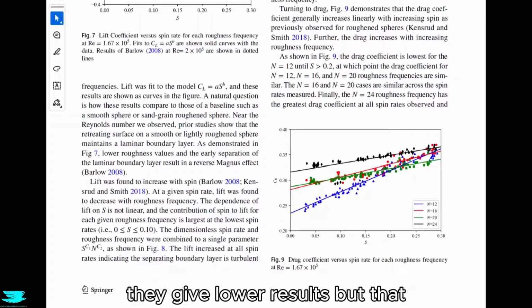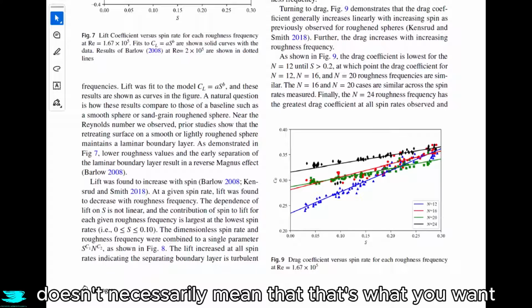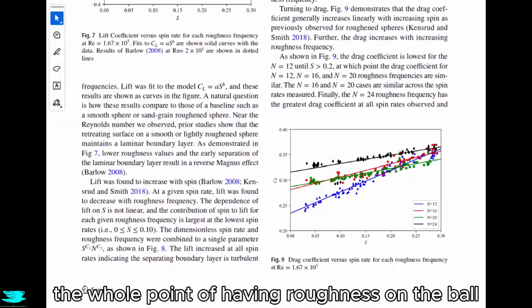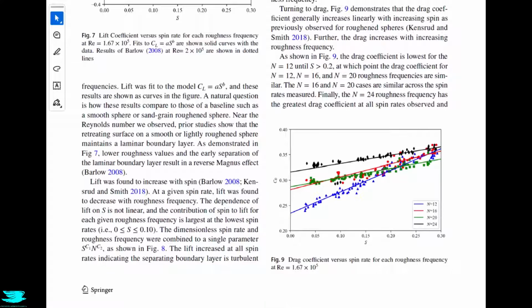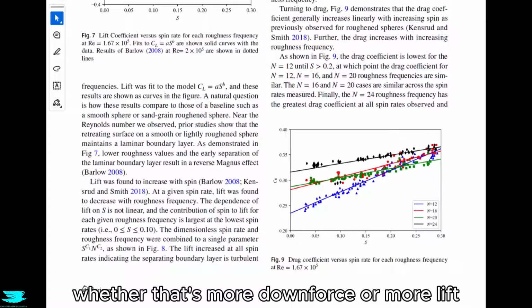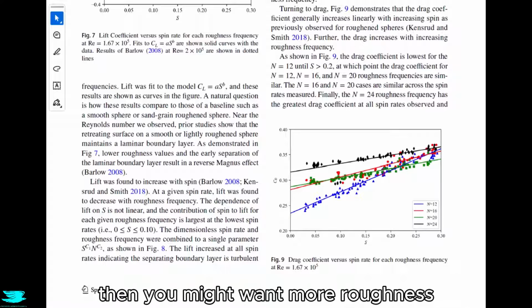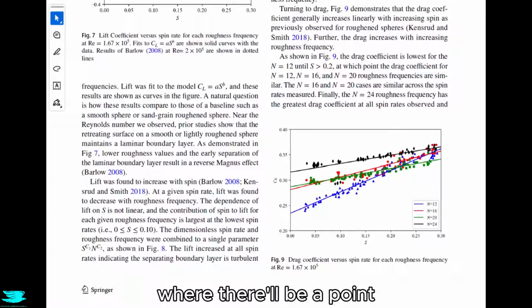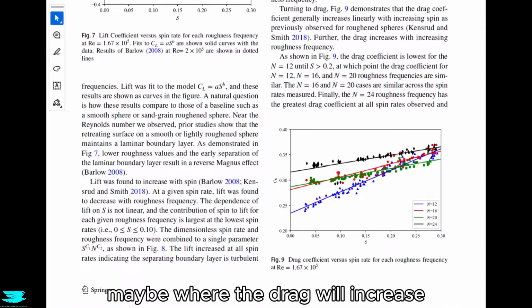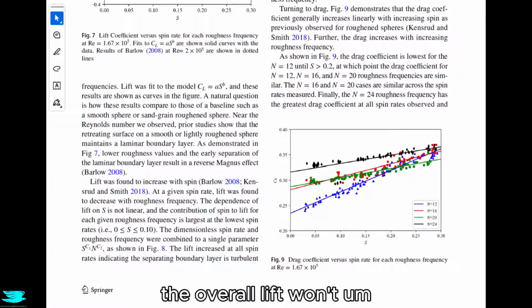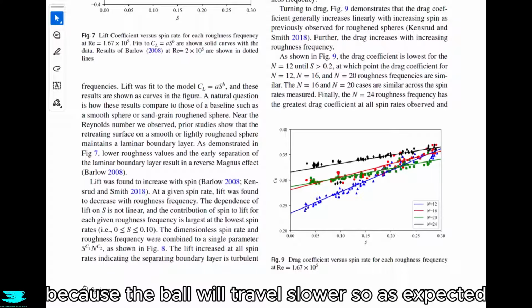But in terms of the actual drag coefficient, lower roughness frequencies are better. They give lower results. But that doesn't necessarily mean that that's what you want. The whole point of having roughness on the ball is to change its aerodynamics. So depending on what you want, whether that's more downforce or more lift, you might want more roughness, but then there's a trade-off in terms of drag, where there'll be a point where the drag will increase, and while the lift coefficient might increase, the overall lift won't because the ball will travel slower.